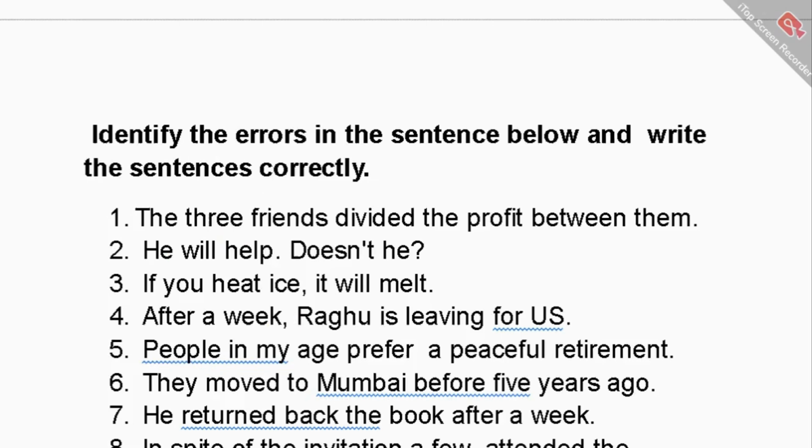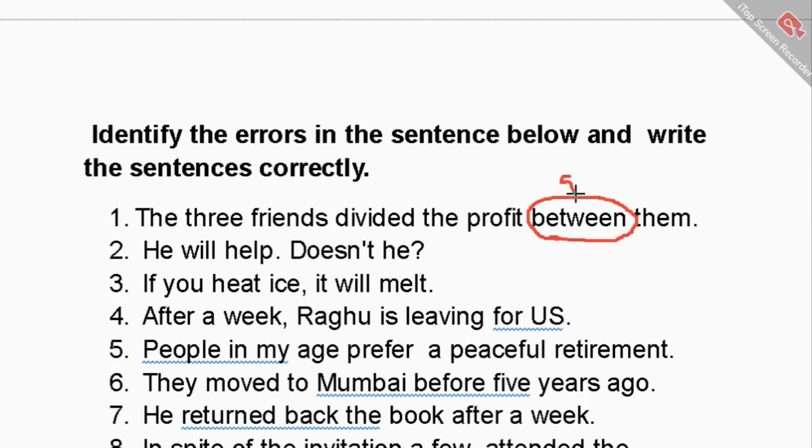Now let's see the next bit, second exercise. Identify the errors in the sentences below and write the sentences correctly. Again you have to do the same here. The three friends divided the profit between them. Remove this between and write among them.